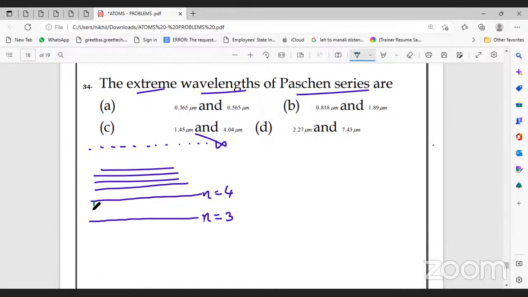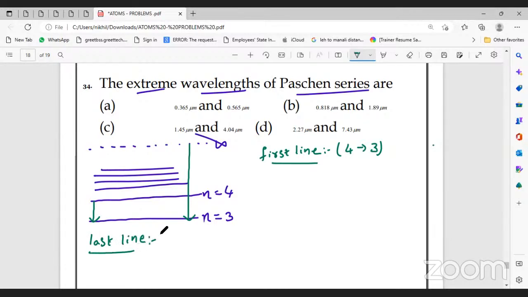Now, the extreme lines mean what? The first line is from 4 to 3, sorry. The last extreme line is from infinity to 3. So for the first line, the transition has to be from 4 to 3. For the last line, the transition is from infinity to 3.